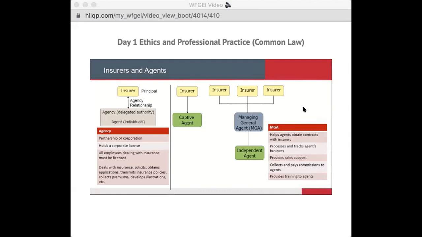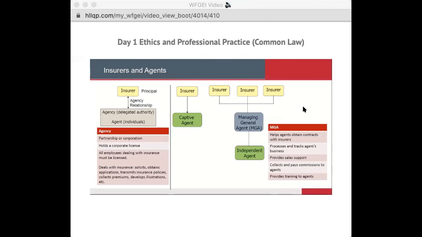Basically, in a captive environment, another name for it really is single company representation. In other words, you can only do business with one organization. So that is a direct relationship between the manufacturer, which we call an insurer, and of course the captive agent, which basically says you can only sell my product, and that's it. And that constitutes probably about 20% of the marketplace today.